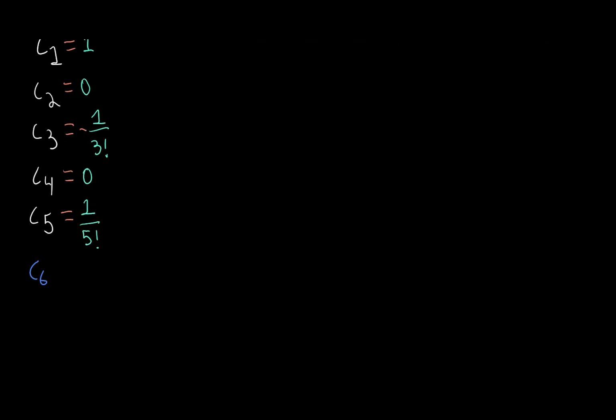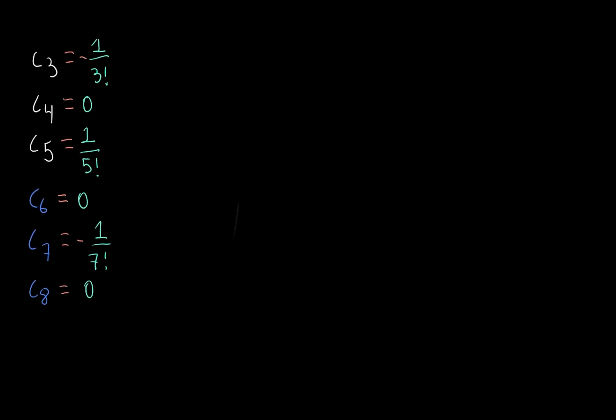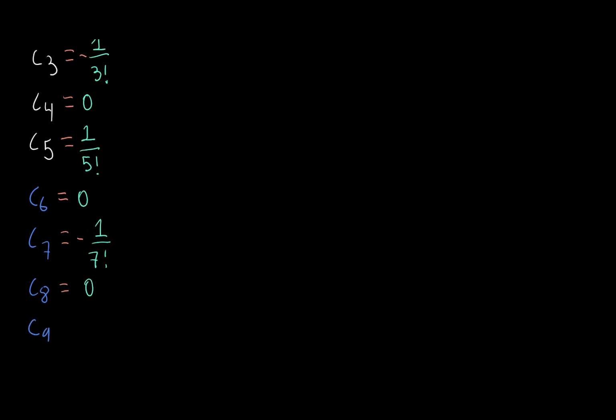So C6 should be equal to 0. C7 should be equal to a negative number, since the last one was positive, 1 over 7 factorial. And let's just do 2 more. C8 should be equal to 0, since the last one was a number. And then C9 should be equal to a positive number this time, 1 over 9 factorial, and then so on.